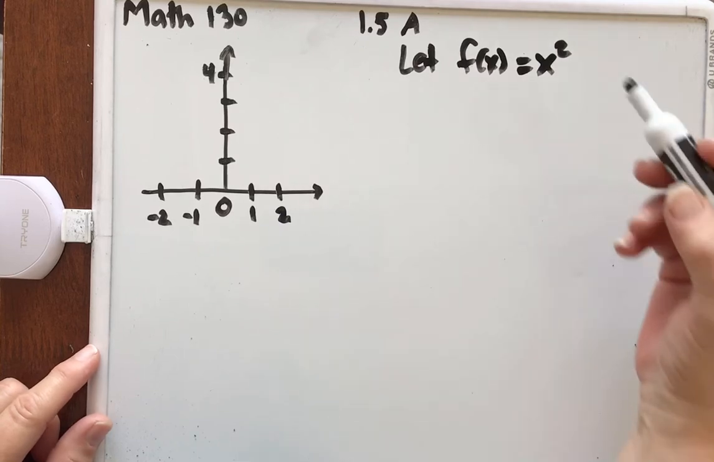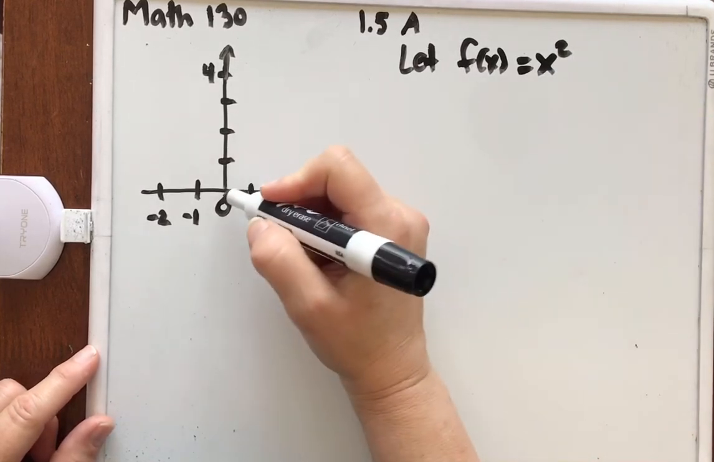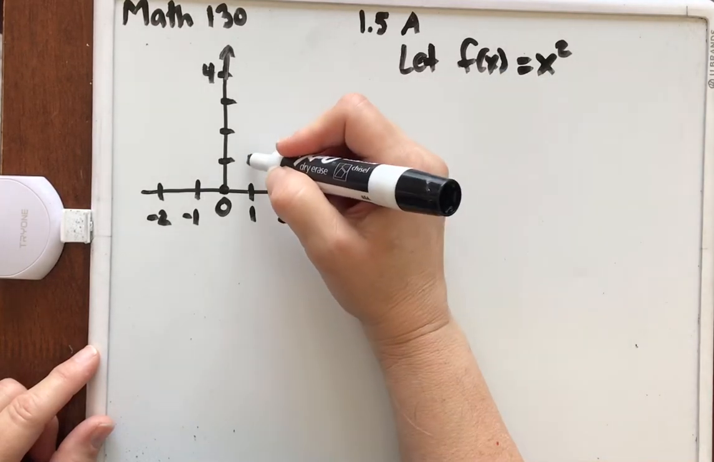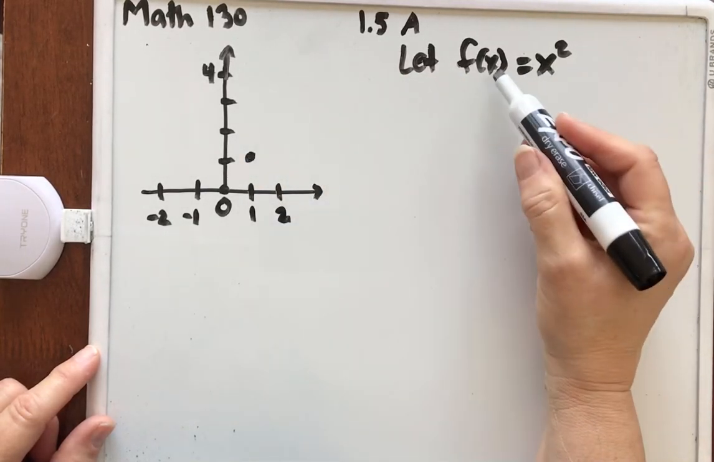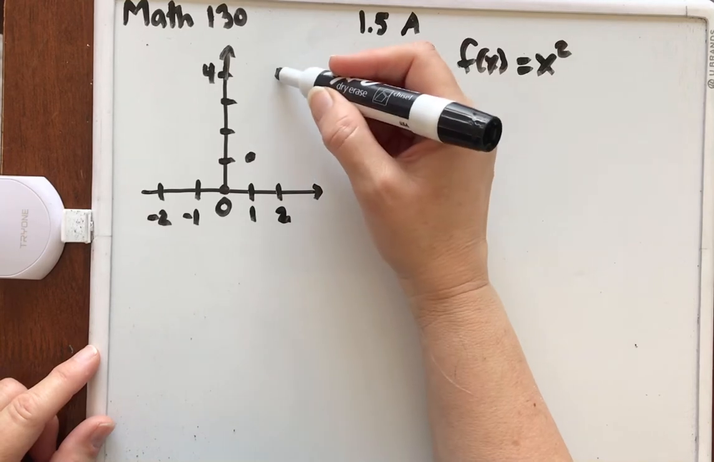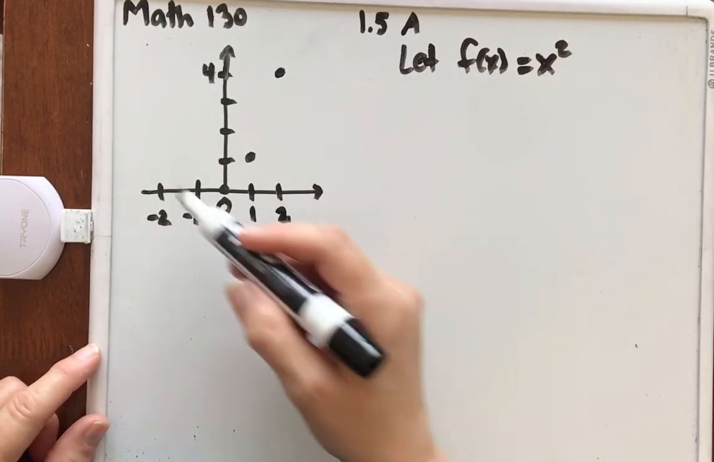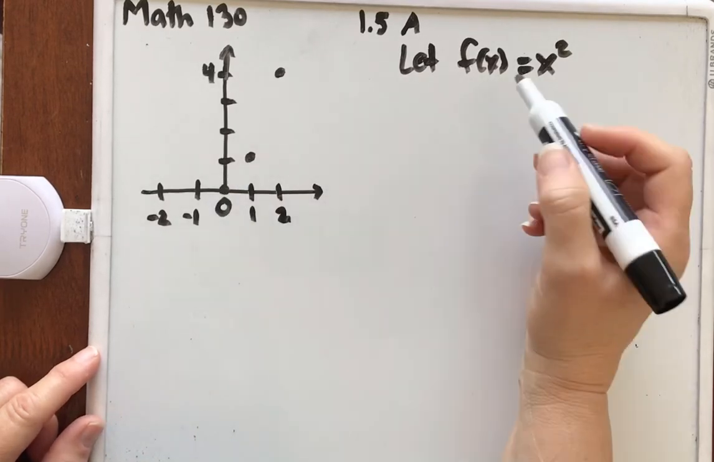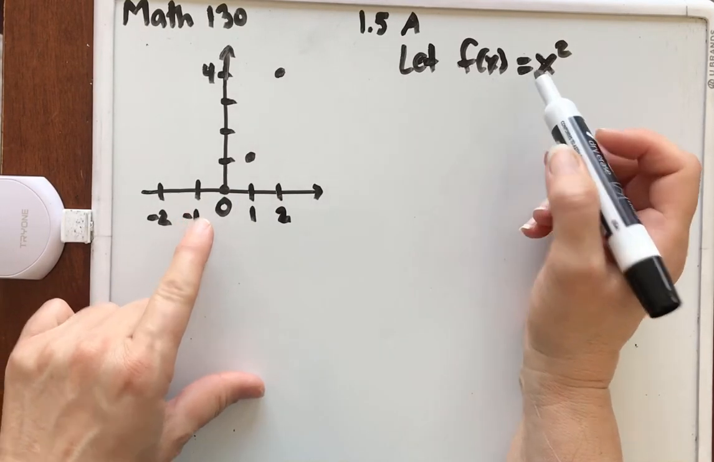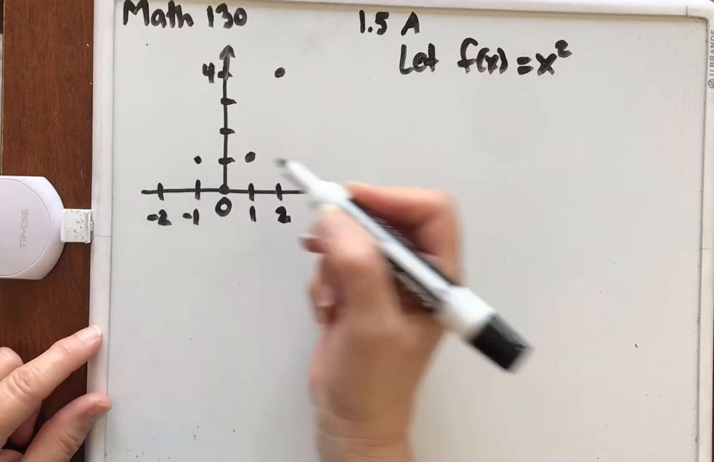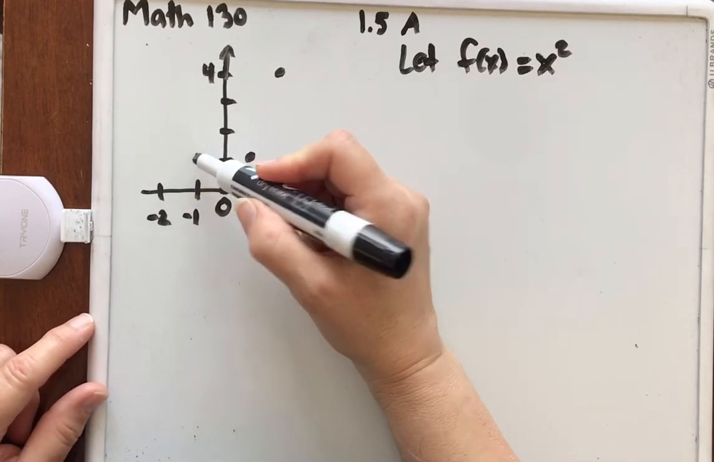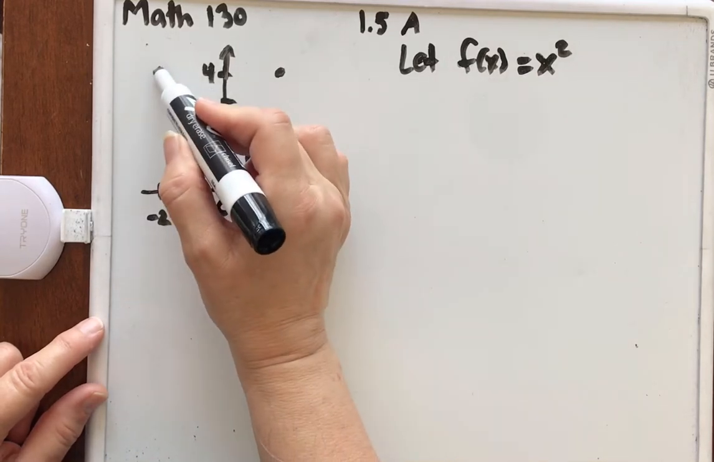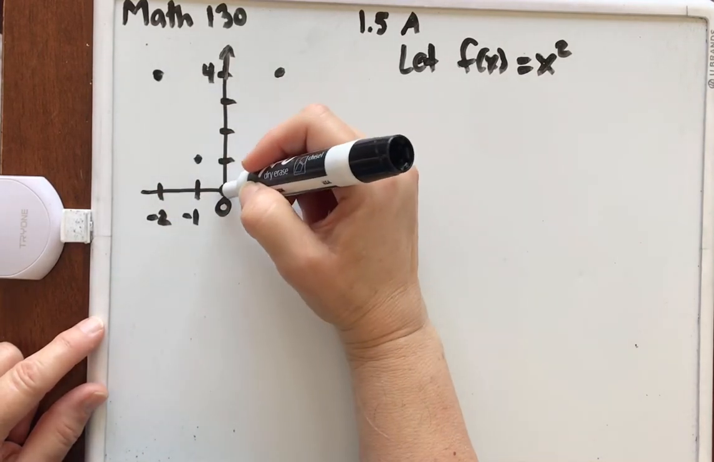So if we graph this, we put a 0 here, we get 0. We put a 1 in here, we get 1. We put a 2 in here, we get 4. Same with the other way. If we put a -1 in there, we get 1. If we put a -2 in there, we get a +4. Okay, and then this is a parabola.